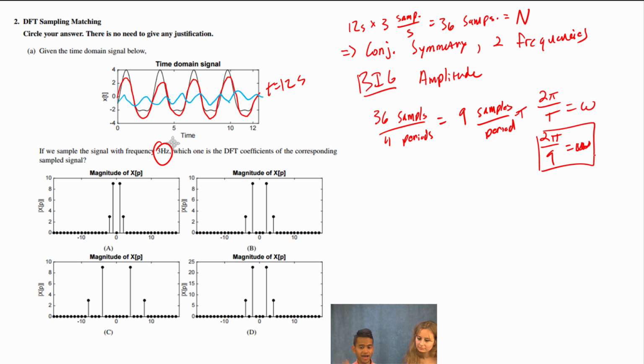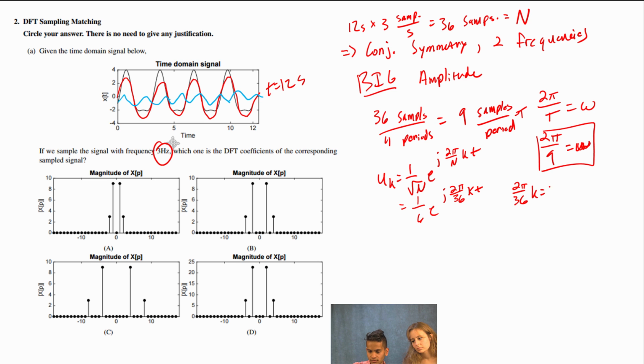So we got that guy. The next thing we want to do is match this frequency to a corresponding k value, or a corresponding DFT coefficient. So we know that u_k is 1 over root n e to the j 2 pi over n k t, right? In this case n is 36, so you have 1 over 6 e to the j 2 pi over 36 k t. So we know that 2 pi over 36 k equals 2 pi over 9, so k equals 4. Perfect, yeah. So that big amplitude corresponds to k equals 4.